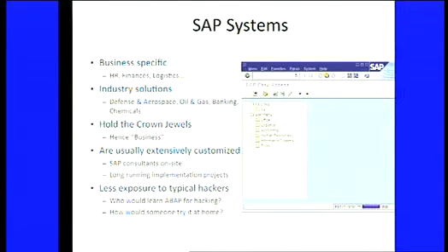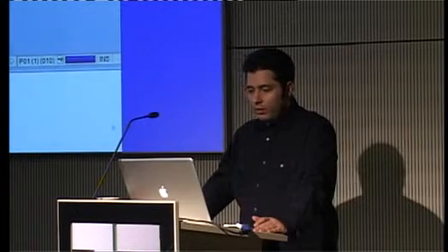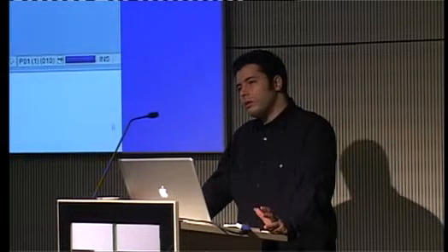So now coming to the SAP systems. These systems are business specific. So when we're talking about big logistics systems, HR, finance systems, accounting, this is where the SAP systems are usually located. And SAP has industry solutions, which means defense, aerospace, oil, gas, banking, even chemicals and other industries. There are specific SAP solutions for it. So the target area is pretty interesting for many people, in my opinion. And these systems hold the crown jewels. That's why they are called the business systems.